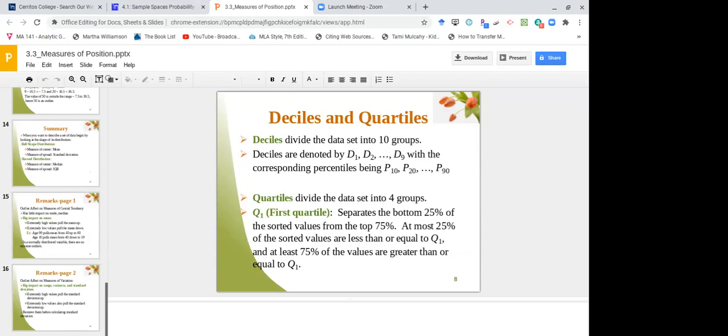Then what you're going to do is you're going to use these ideas to make another descriptive plot. You learned how to make histograms last week. You learned how to make the frequency polygon. You learned how to make the ogive. Now you're going to learn how to make the box plot.